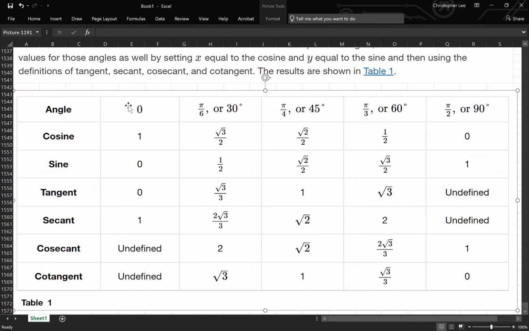So when your angle is 0, right? Cosine is 1, sine is 0, tangent is 0, secant is 1, cosecant undefined, cotangent undefined. Because remember, we can't divide by 0, right? If it was pi over 6 or 30 degrees, here it goes. Cosine is radical 3 over 2. Sine is 1/2. Tangent is radical 3 over 3. Secant is 2 radical 3 over 3. Cosecant 2. Cotangent radical 3, etc.